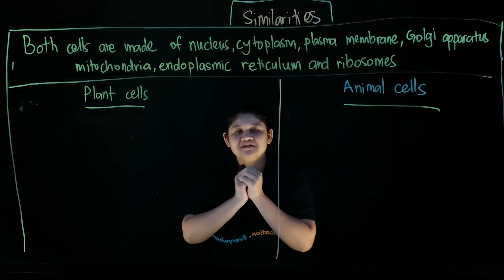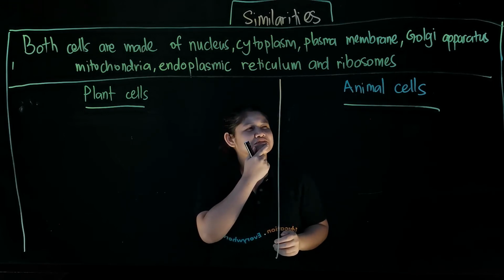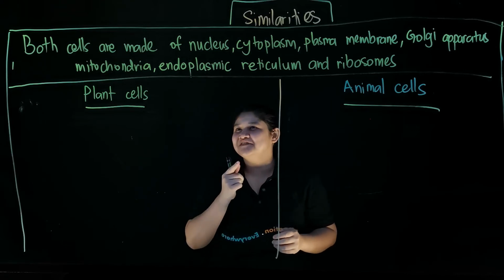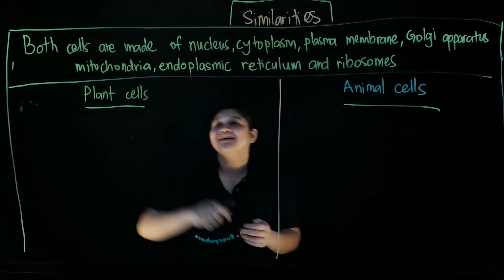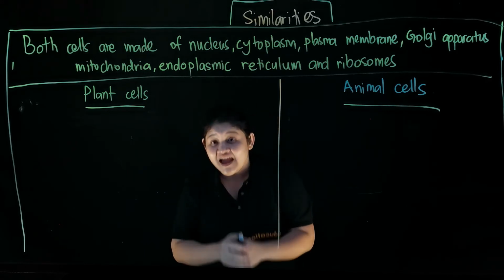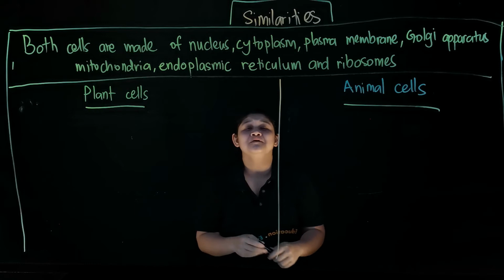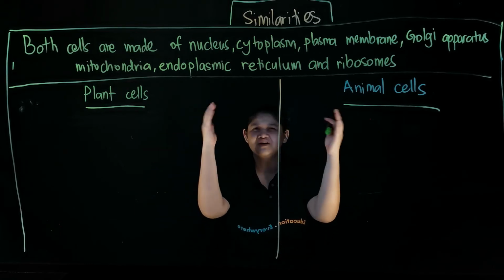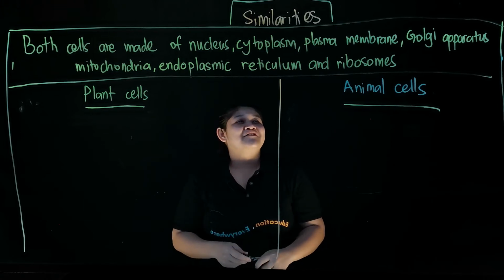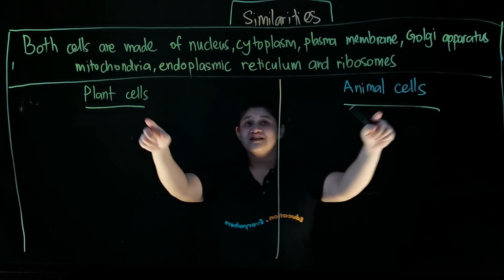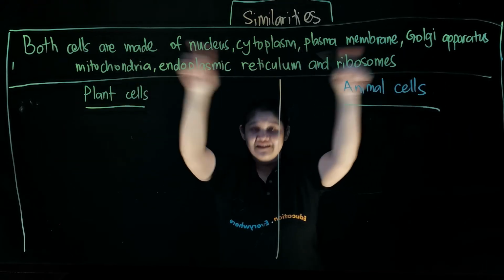Golgi apparatus, what is it for again? It's like a GNT, if I'm not mistaken. Mitochondria is the powerhouse of the cell that generates energy. Endoplasmic reticulum is your highway. And ribosomes make proteins. So both plant and animal cells have all of this.